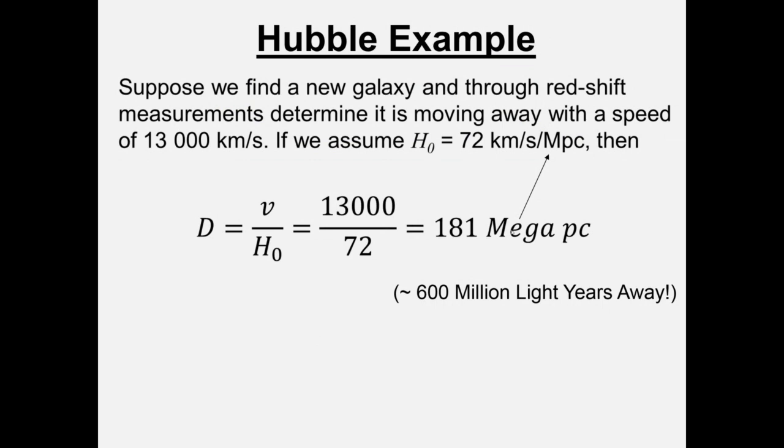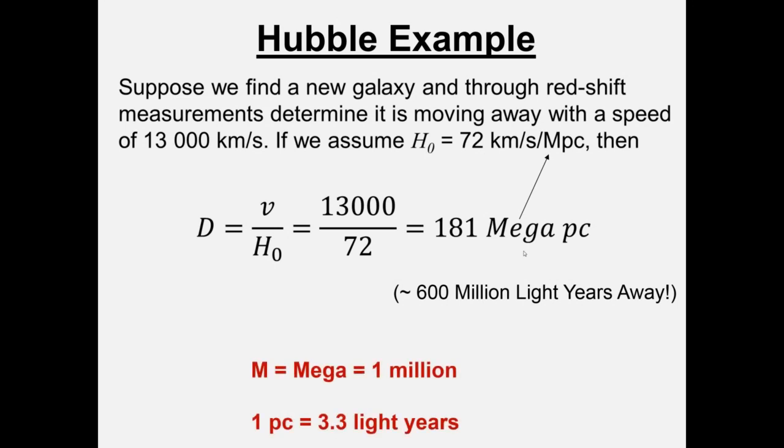A megaparsec, like I said before, is a very big unit. Mega is the way you write million. So like a megabyte is a million bytes. A megaparsec is a million parsecs. And I did tell you what a parsec is before. It's about 3.26 light years. So you can convert this. 181 megaparsecs is about 600 million light years away, which is pretty far. All right, pretty far, 600 million light years away.